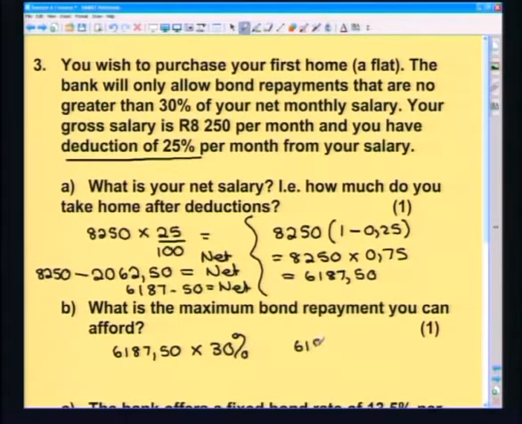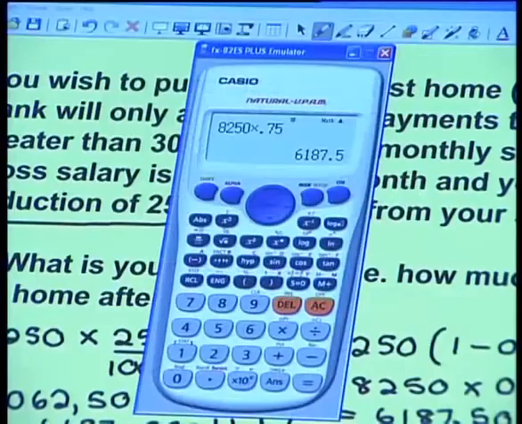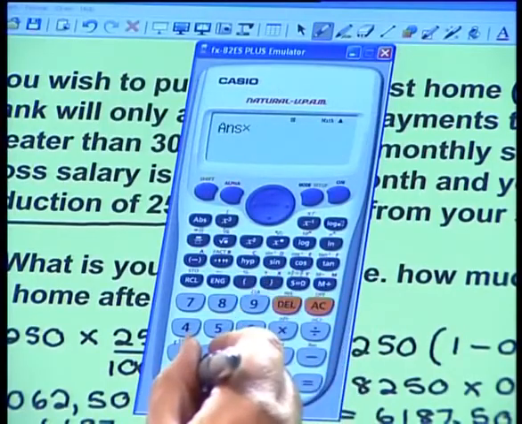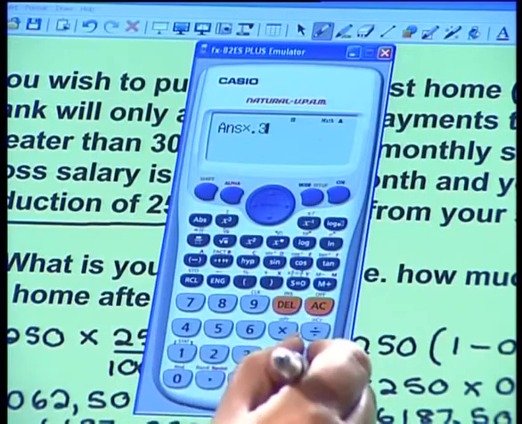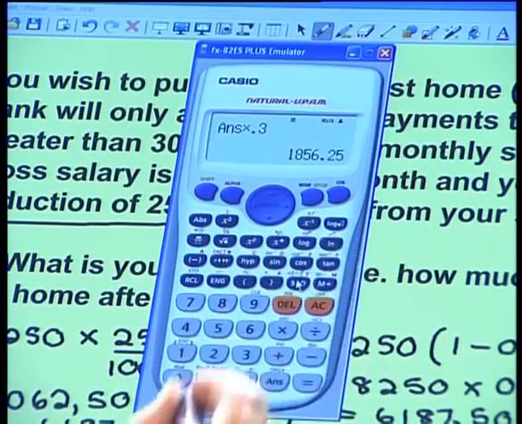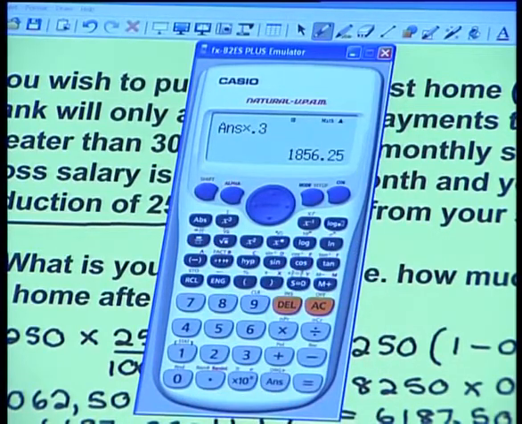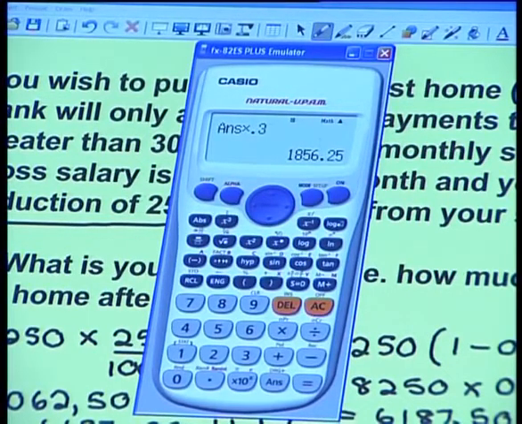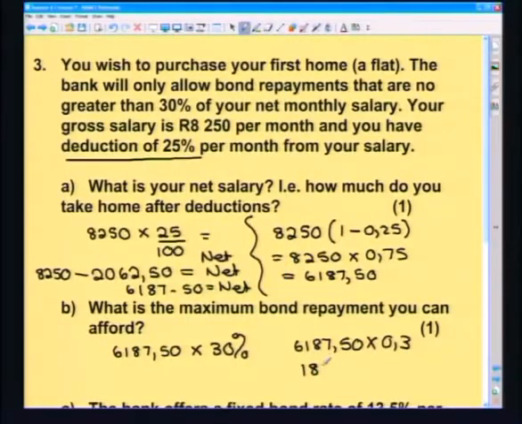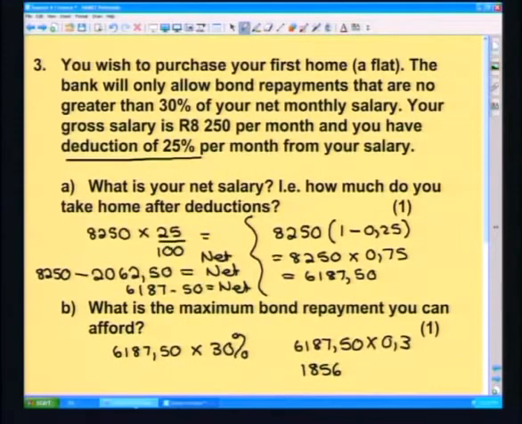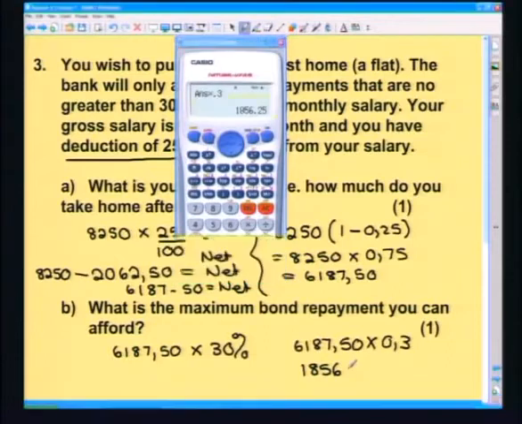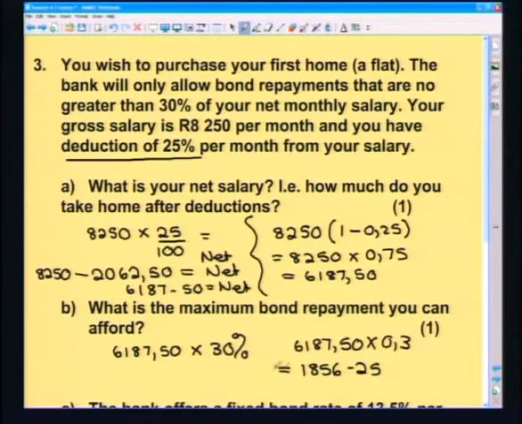So it's 618750 times 0.3. So let's pull up the calculator again. I've still got it in there. I'm going to times it by 0.3 to get 30%. And if I make it a decimal, I see that my bond repayment would have to be 1,856.25. So 1,856, and let's just check the cents again, 25 cents. So that's the bond repayment.